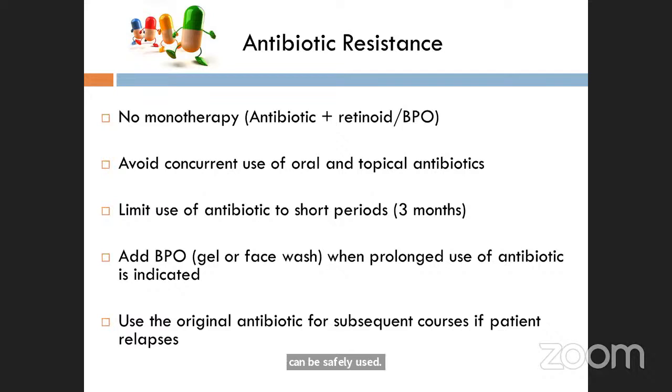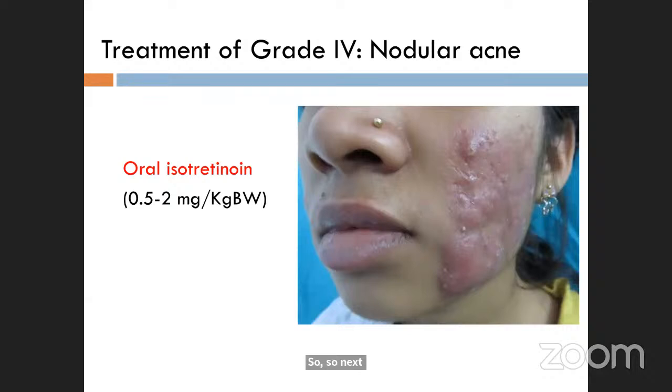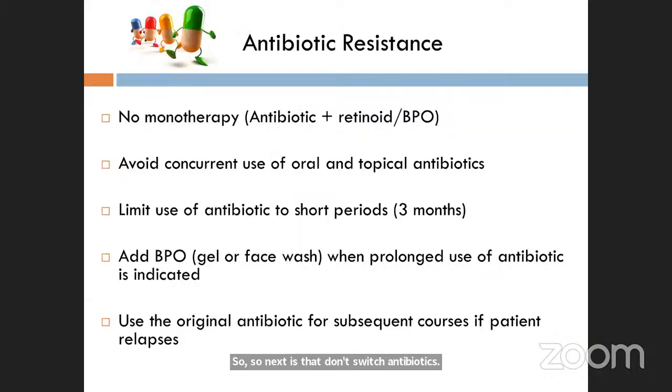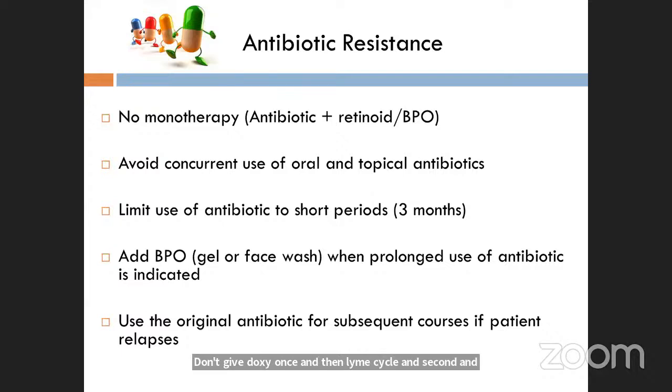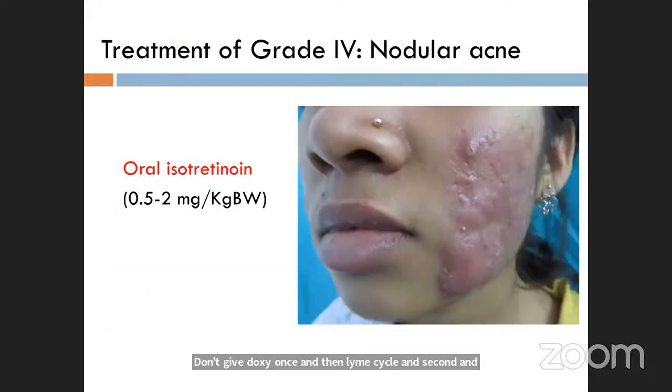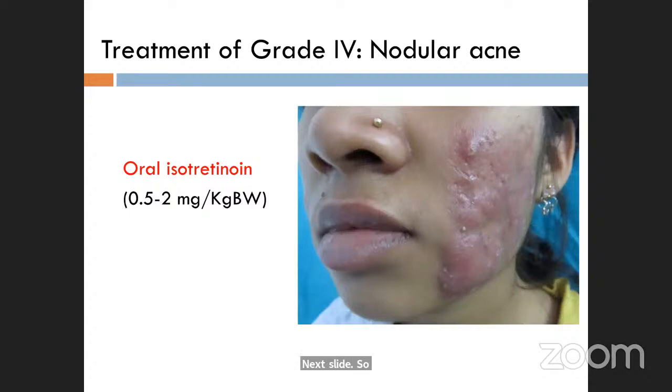So next is that don't switch antibiotics. So if you've given doxycycline and results have come and the patient comes back after a few months or few years, and you know that the inflammation has increased again and you need to introduce oral or topical antibiotic again, don't give doxy once and then lymecycline second and minocycline. Go back to the antibiotic that you have used. So this is your grade 4 acne, which demands treatment with oral isotretinoin.